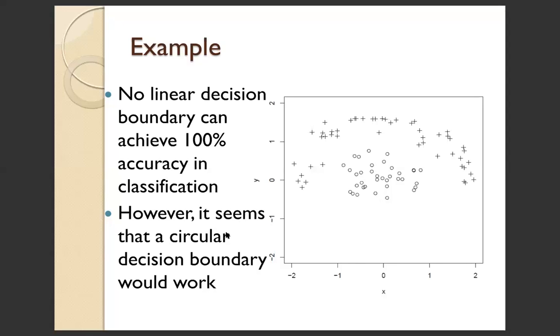So here it seems like maybe something that's curved. Maybe something circular. Well, not exactly circular, but maybe something like an ellipse, like an oval shape. So maybe something like an ellipse like this. Let me annotate. Maybe some ellipse like this.